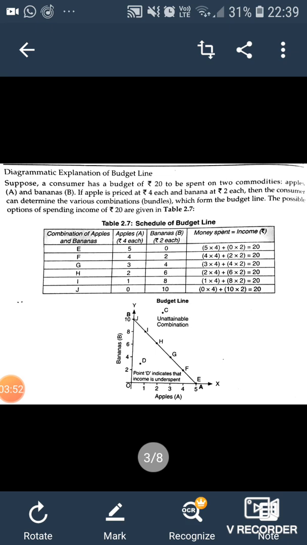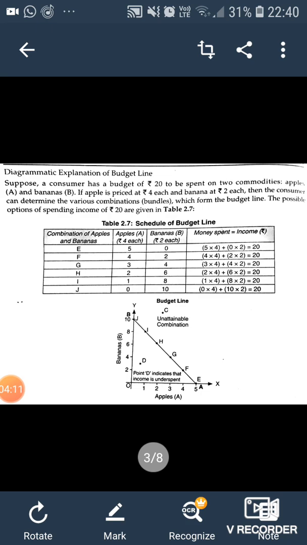Okay. So we get the points by plotting it. Apples on x-axis, bananas on y-axis. 1, 2, 3, 4, 5. And for bananas we take the gap of 2: 2, 4, 6, 8, 10. Plotting it and then combining it, we get line AB, the budget line.